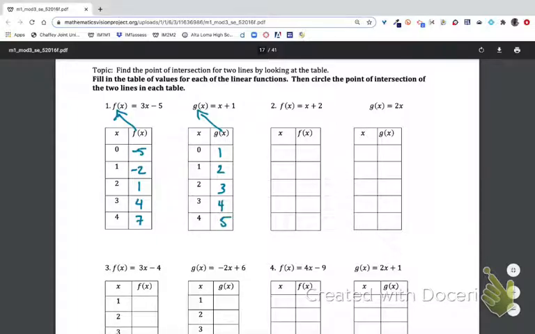So what we need to look for is where the coordinates are the same. Circle the points of intersection. Well, 3, 4, and 3, 4 are the same. That's where your point of intersection is. That's where those two lines are going to cross.